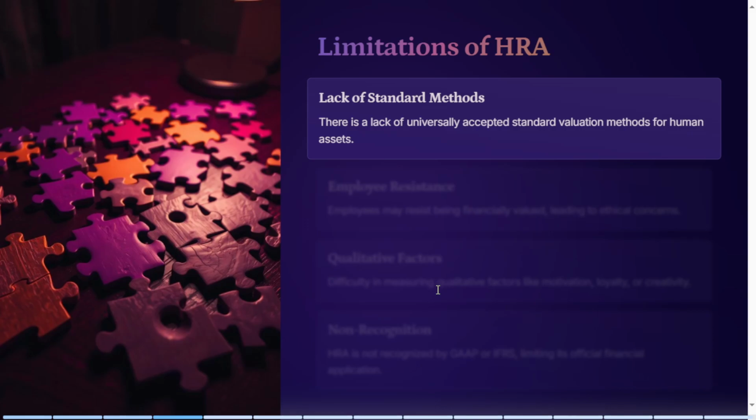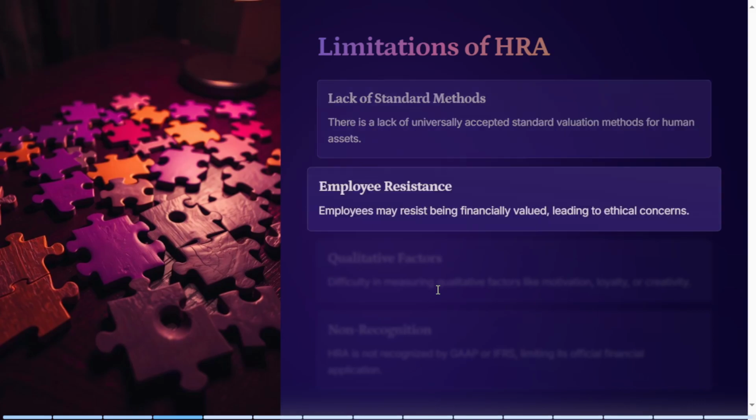Unlike depreciation of fixed assets, where we have clear methods, there is no universally accepted way to value human assets. Different companies might use completely different approaches, making comparison difficult. Second, employees' resistance. This is a sensitive issue. Imagine if your company suddenly announced they are putting a monetary value on you as an employee. Many people find this dehumanizing and unethical. Employees might resist being treated like commodities.